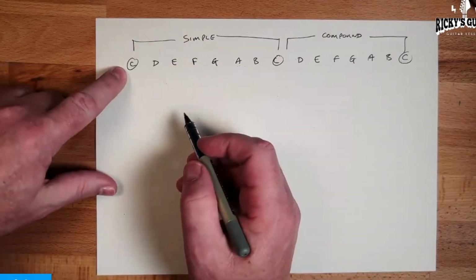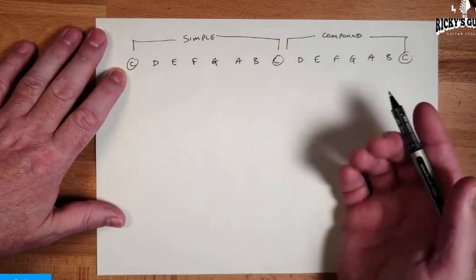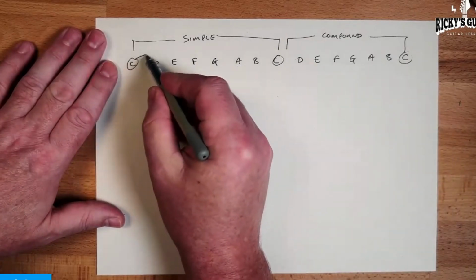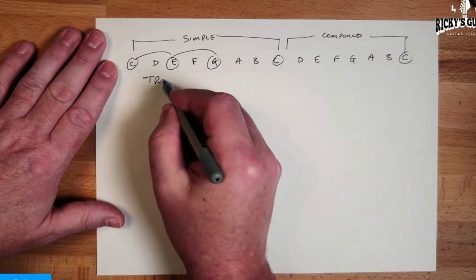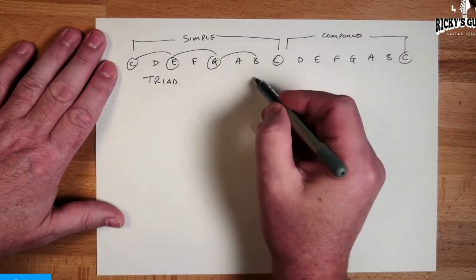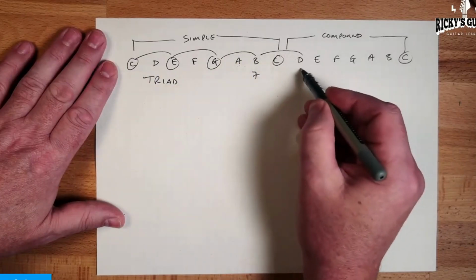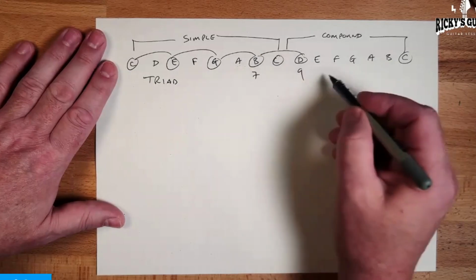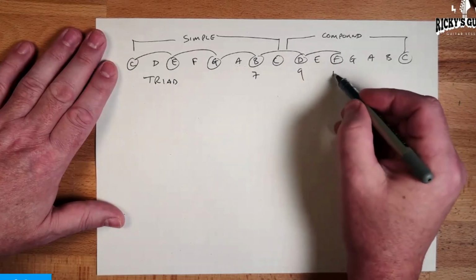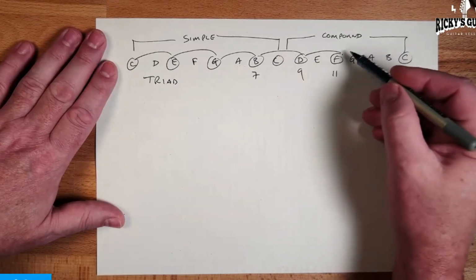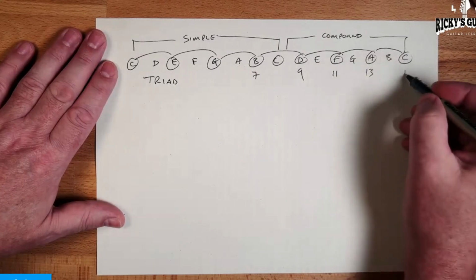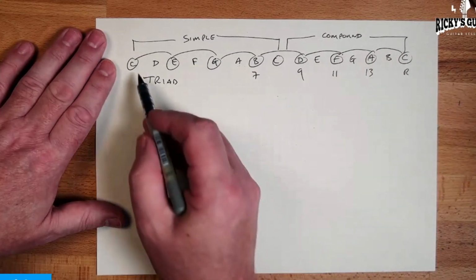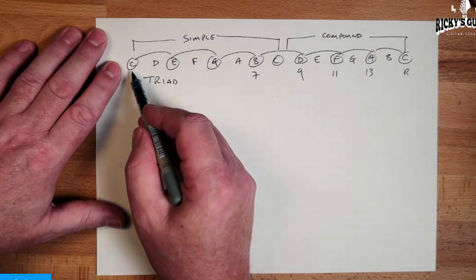If I want to know my C chord and the extensions that I can have, then I can go C, E, G. Wonderful. There's the triad. Up to get the 7th, up to get the 9th, up to get the 11th, up again to get the 13th, and then I round it off by getting back to the root again. But that only takes care of chord 1.